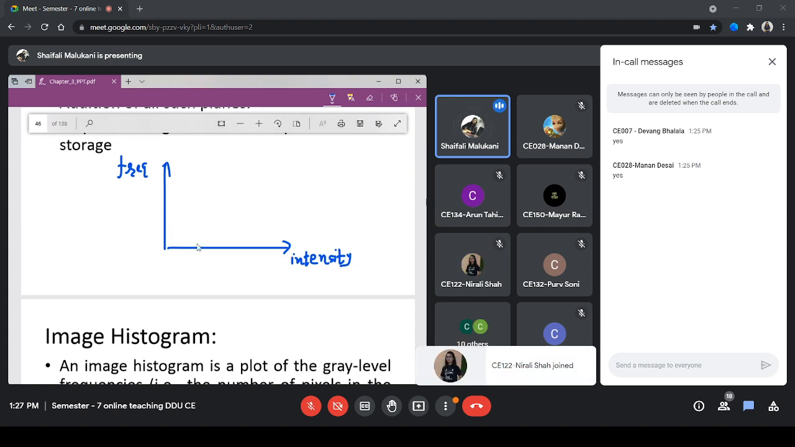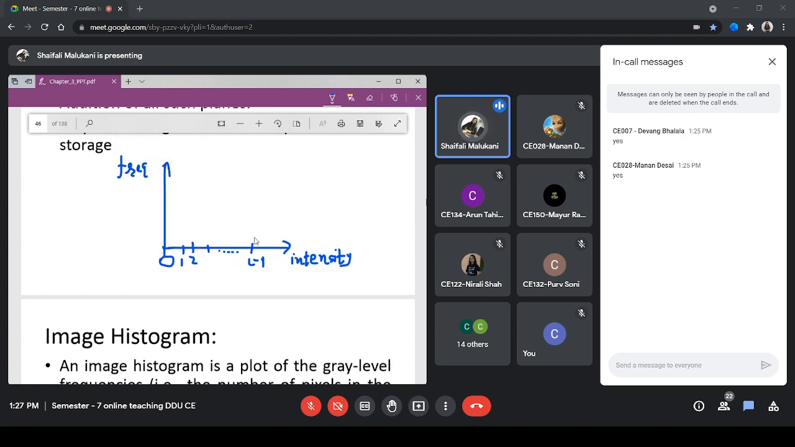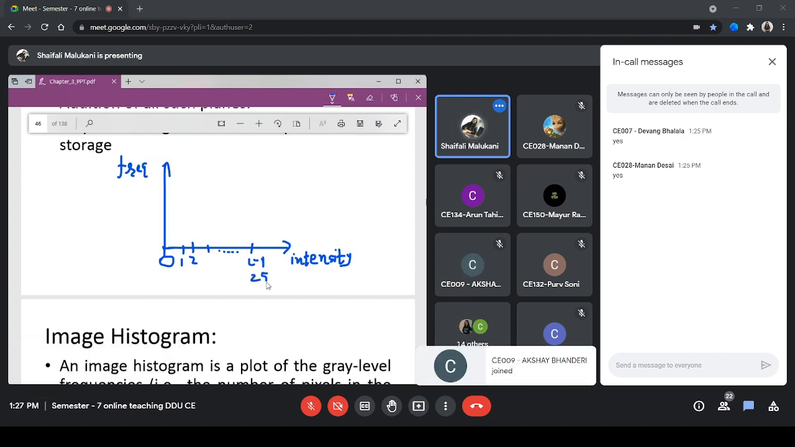Right. So if I say that it is an 8-bit image, then intensity 0 will be possible, intensity 1 will be possible, intensity 2 will be possible. In that way, I will have all possible values up to L minus 1. I have L minus 1 possible intensity levels, and it is 255 if it is an 8-bit image.